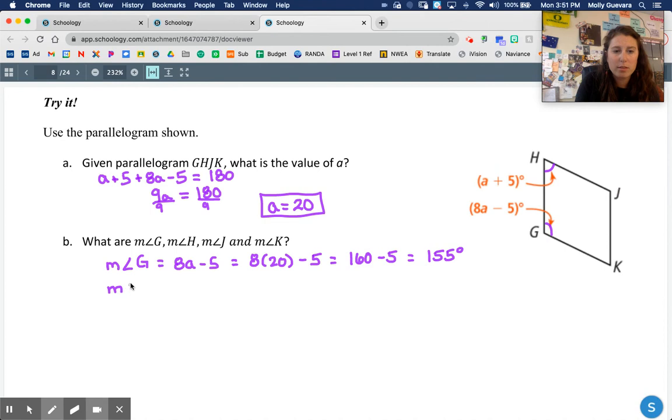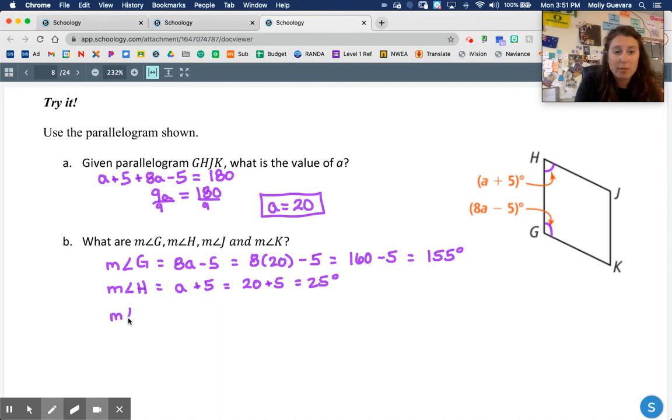Then it wants the measure of angle H. Angle H is A plus 5. Well, I know what A is. It's 20. So I have 20 plus 5, which equals 25 degrees. Okay, so G is 155, H is 25.